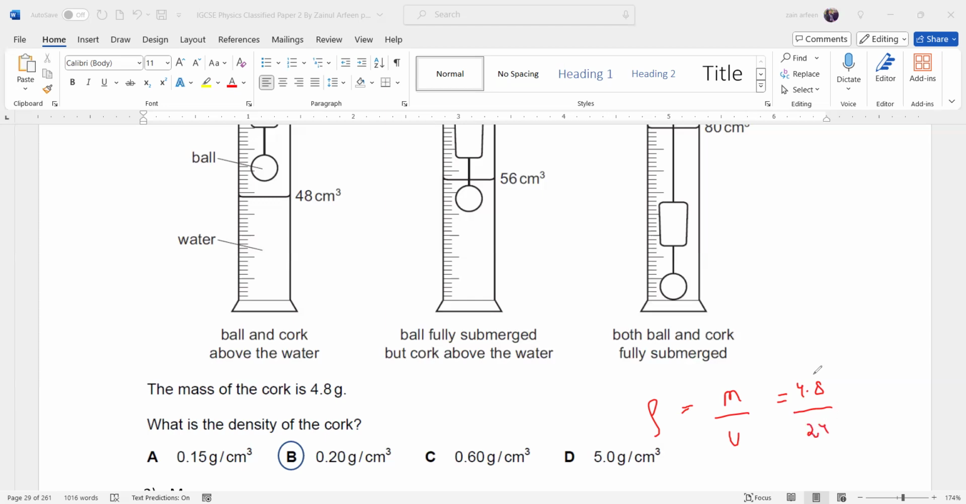Then we have 4.8 divided by 24. So 4.8 divided by 24, we get 0.2 grams per centimeter cube. So that's the density of this. Why did we not bother about the sphere? Because first it changed from 48 to 56. That's the change in volume when the sphere is added, but we don't need the volume of the sphere. So how much does it change once the cork is added? It changes from 56 to 80, which gives us 24. So 4.8 divided by 24 will give us the density of this cork.